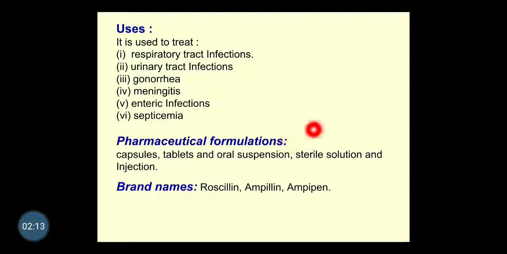Septicemia, that is the circulation of pus. It is a generalized infection in which pus circulates in the blood, and that is called septicemia. To cure this infection also, ampicillin is useful.